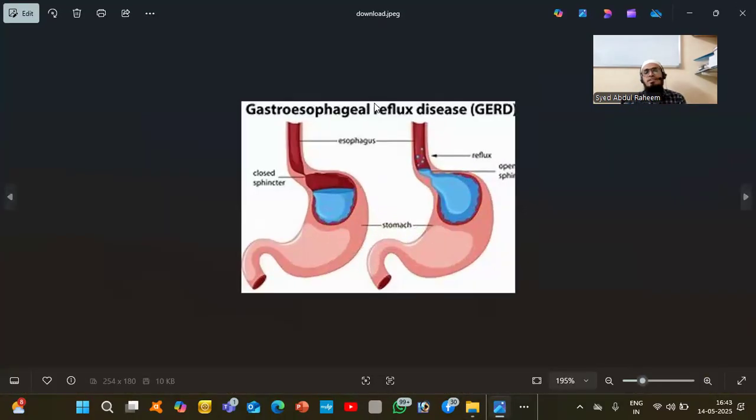Next, this is gastroesophageal reflux disease, which is also related to the esophagus. Due to the excess amount of acid in the stomach region, the food will enter back into the esophagus. Even though the sphincter is there, the sphincter opens and the food enters the esophagus. We call this GERD.